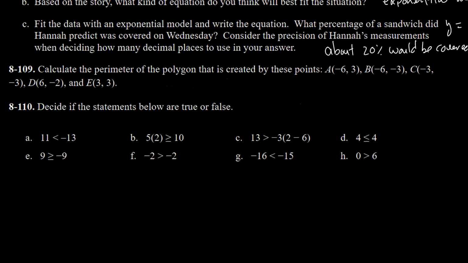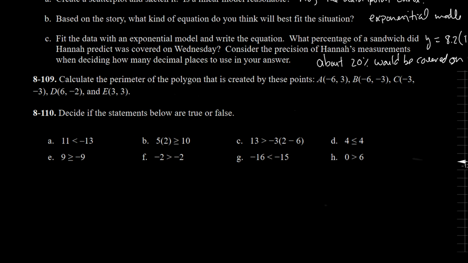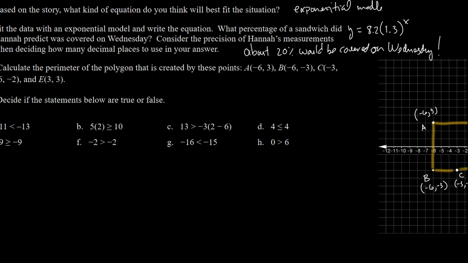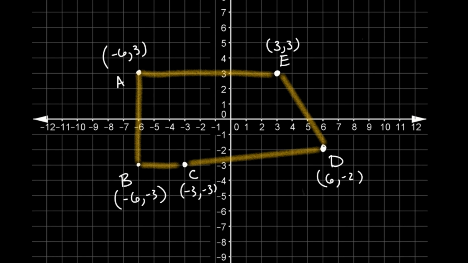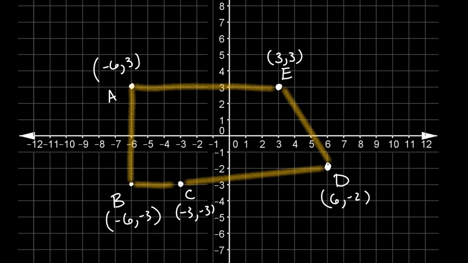Number 109, calculate the perimeter of a polygon that is created by these points. Okay, so to save time, I did pre-plot these points, so they're here. Although I'm always making this mistake where I'm not quite sure I got the right points down. So let me open up the electronic book on my other screen and verify that these are the right points.